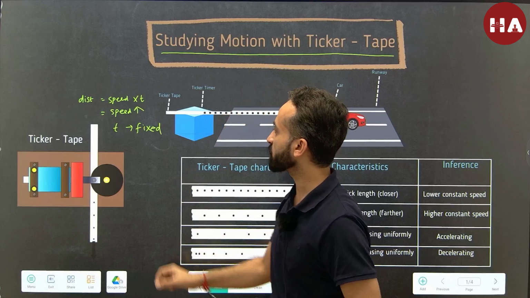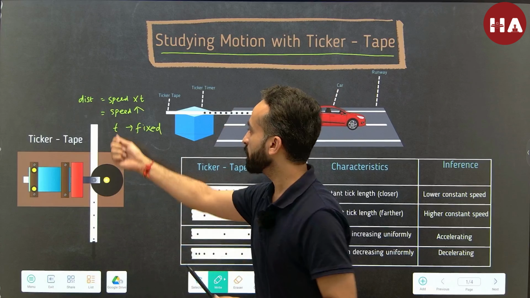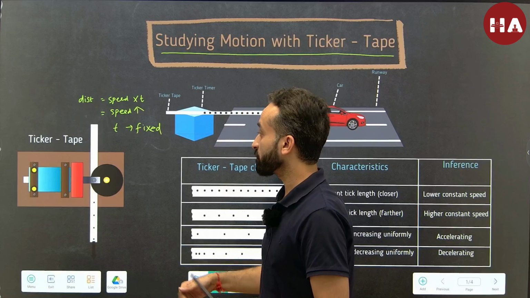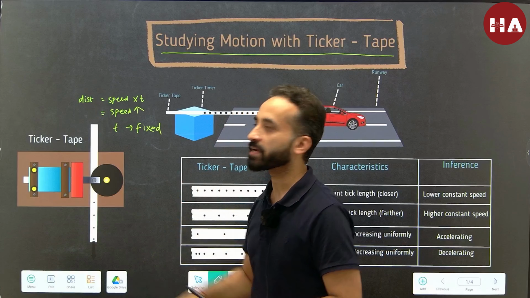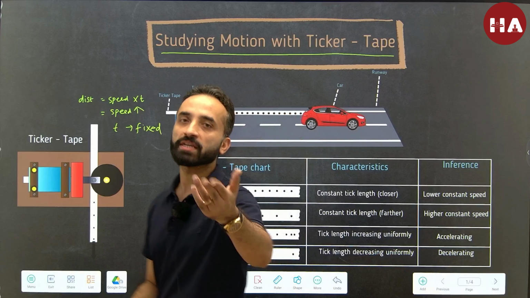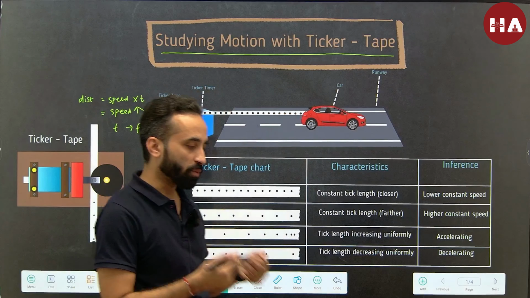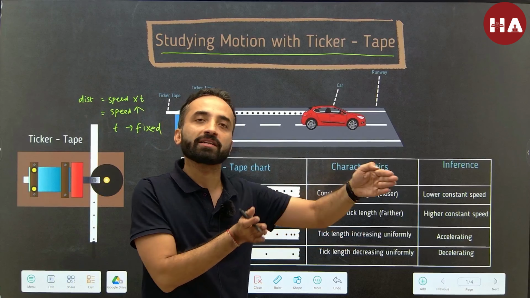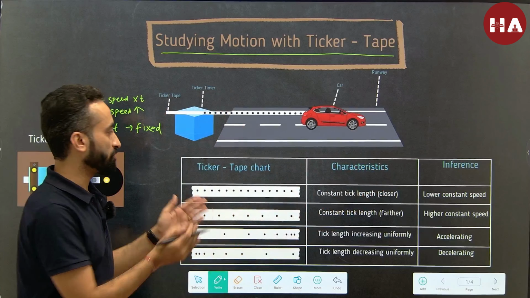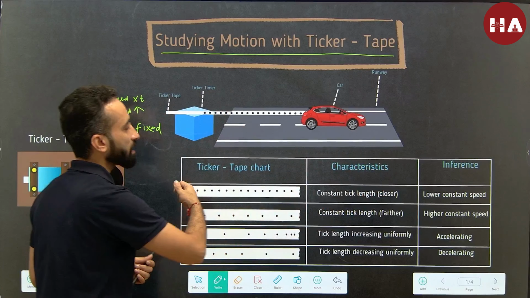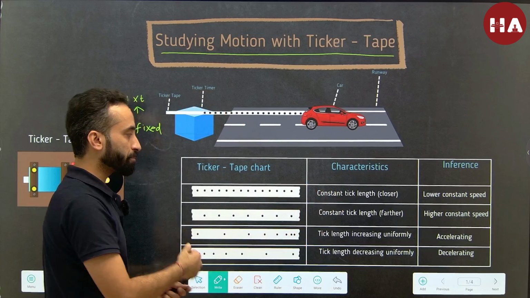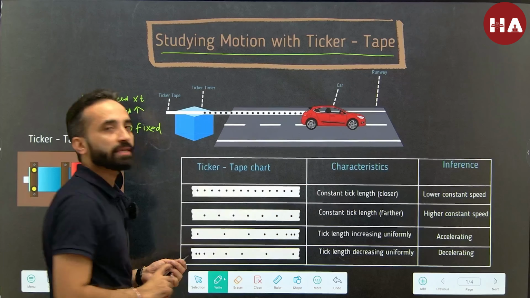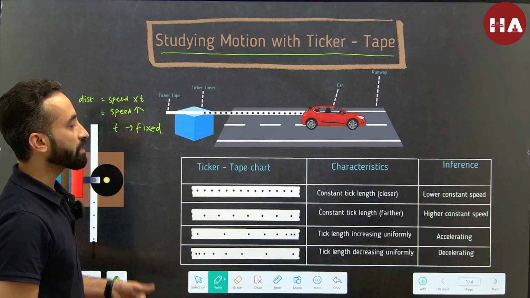So the time is fixed. But if the speed with which the tape is being pulled out is more, then the dots are separated by a larger distance. So you can have two comparisons. In one case, the dots are closer, and in the second case the dots are farther apart. What does that tell you? If they are closer, then that means the tape is being pulled with a lower speed. If they are farther apart, then the object is moving at a higher speed.